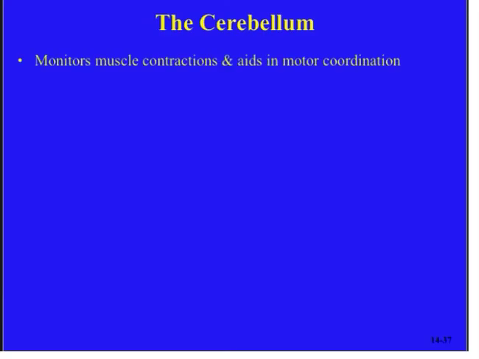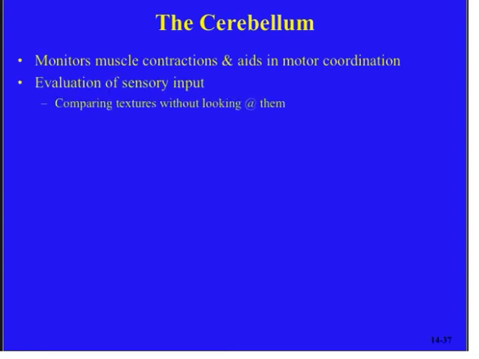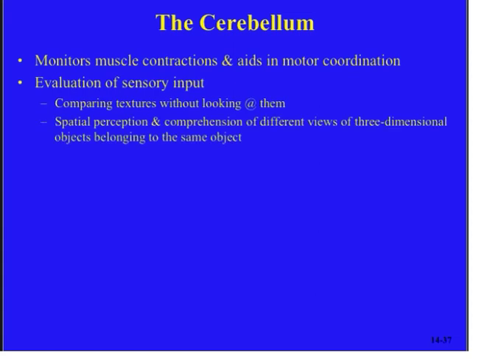The cerebellum monitors muscle contraction and aids in motor coordination. It evaluates sensory input by comparing textures without looking at them. It also governs spatial perception and comprehension of different views of 3-dimensional objects belonging to the same object. It's also a timekeeping center. It allows us to predict movement of objects.